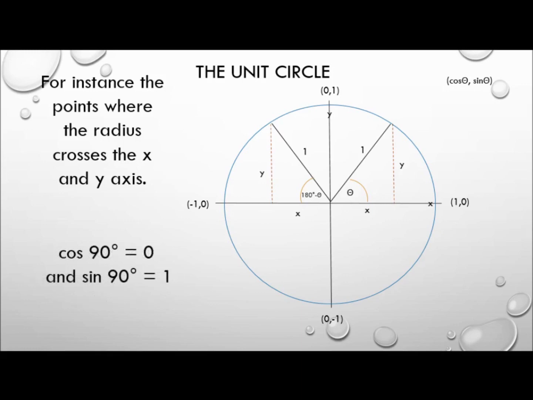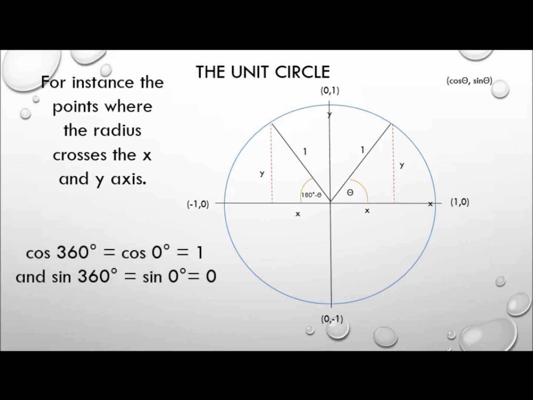Likewise, the cosine of 90 degrees is 0 and the sine of 90 degrees is 1. Again, the cosine of 180 degrees is negative 1 and the sine of 180 degrees is 0. And the cosine of 270 degrees is 0 and the sine of 270 degrees is negative 1. And the cosine of 360 degrees is the same as the cosine of 0 degrees, which is 1, and the sine of 360 degrees is the same as the sine of 0 degrees, which is 0.